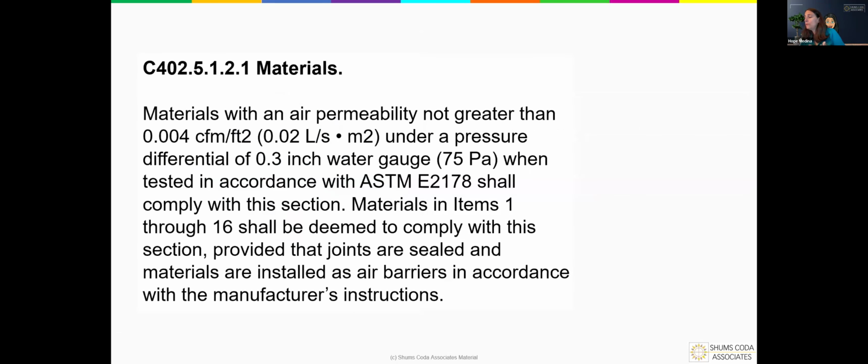Now, the other component of this that we have to think about is, what are we going to use as an air barrier, right? We can't just use any material we see and say that's what we're going to have as an air barrier. The code states if you're going to use a material, that material cannot have air permeability that exceeds 0.004 CFM per square foot under 75 pascals. Now, the nice thing is, instead of having to figure out what types of materials you can utilize, there are 16 items listed in the code that are already deemed to comply.